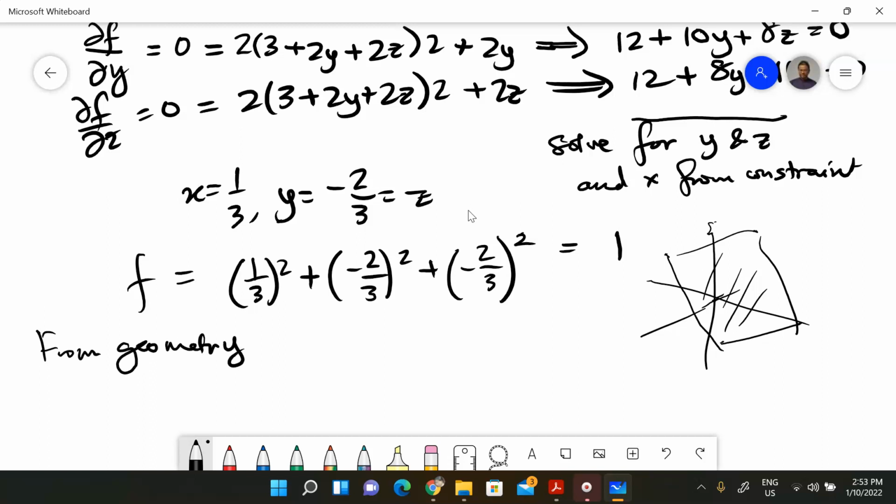So much of the things that we try to do will rely in a way on some geometric ideas, so that you can skip some of the steps, like finding the second order derivative. Okay, from geometry, this is minimum distance.